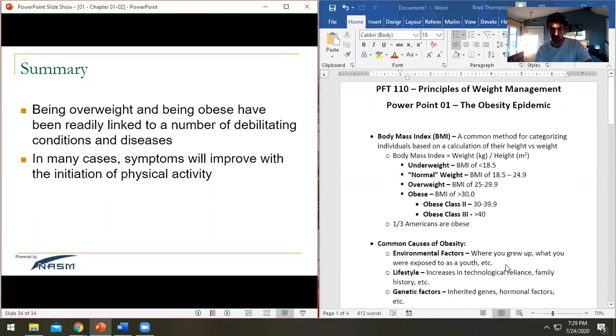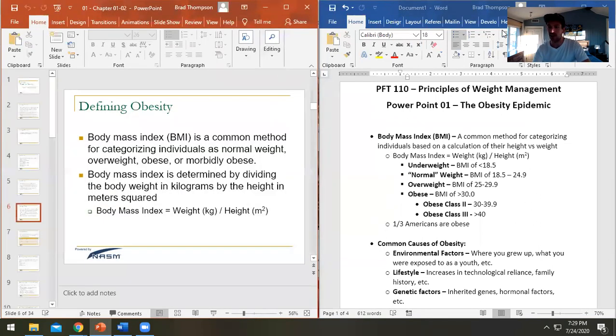So we've definitely beat that horse into the ground. We've talked about why it's so important to work against these different conditions. Being overweight and obese have been linked to several debilitating diseases, and those symptoms can very much be improved through healthy diet and exercise. So that is what we're going to spend the rest of this course talking about.